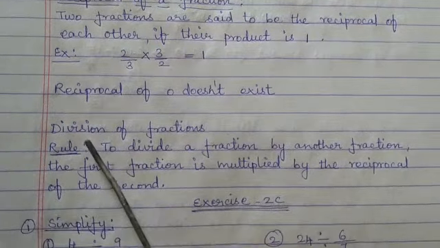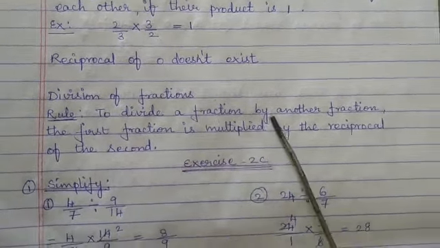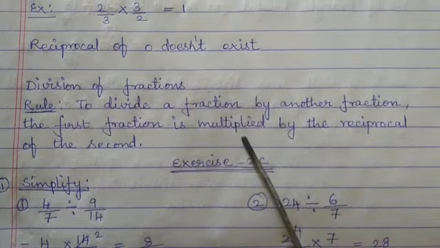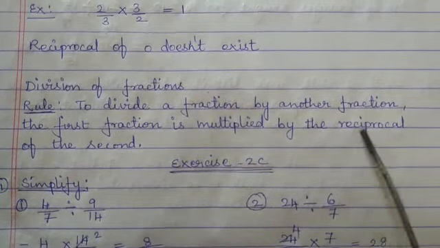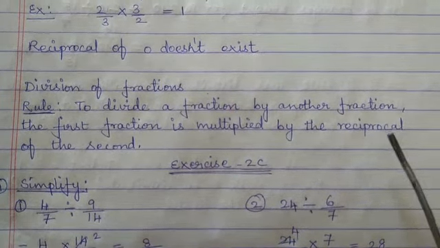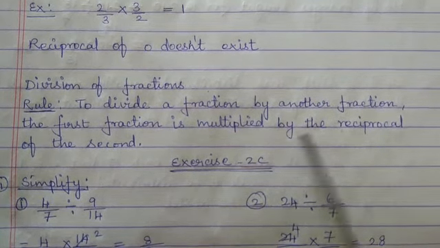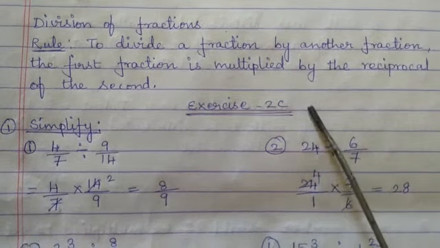Now come to the division of fractions rule. To divide a fraction by another fraction, the first fraction is multiplied by the reciprocal of the second. Reciprocal means you have to change the numerator and denominator's places. Now come to the exercise. Using this rule, we will solve exercise 2C.